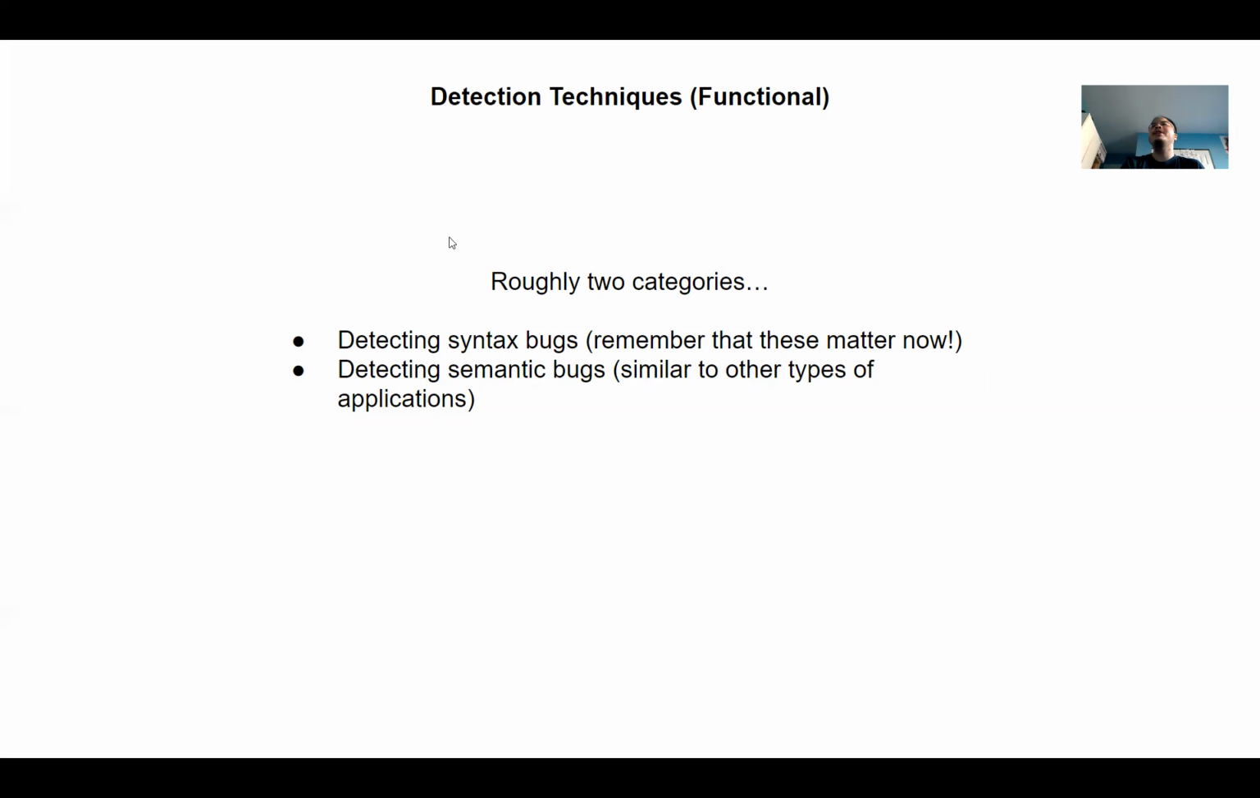The first one is detecting syntax bugs. So remember, these actually matter now. For traditional applications, they usually wouldn't matter because the compiler is going to catch them immediately, whereas for web applications, they might appear. And then the second category is detecting semantic bugs, similar to what you would usually see in traditional applications as well.